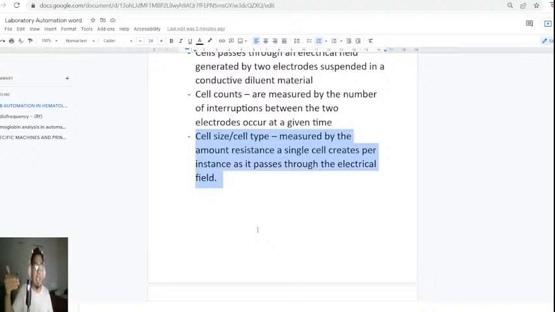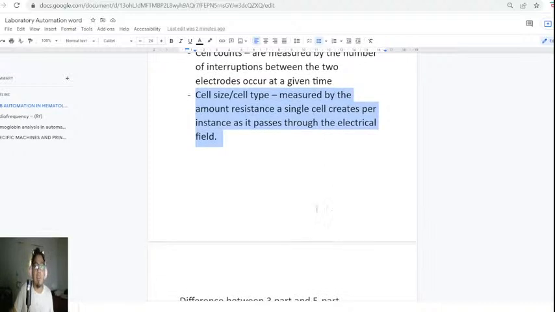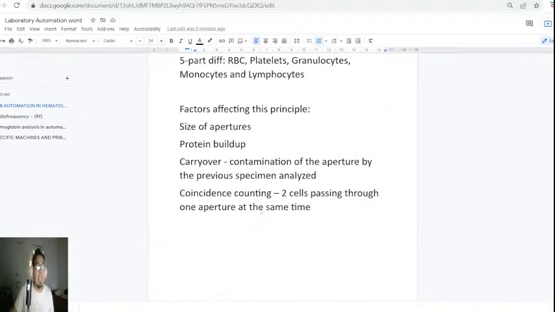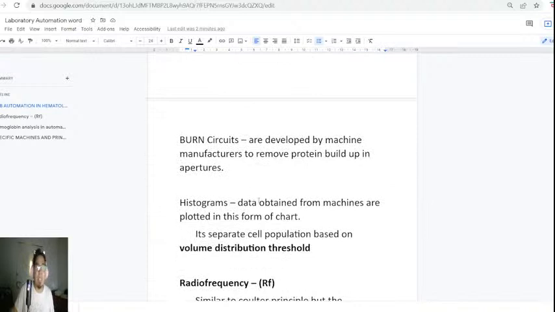Some cells are agranular or have slight granule formations. So, for example, lymphocytes are smaller in size, and the resistance from the lack of granules is different, so they're going to plot differently in the histogram.